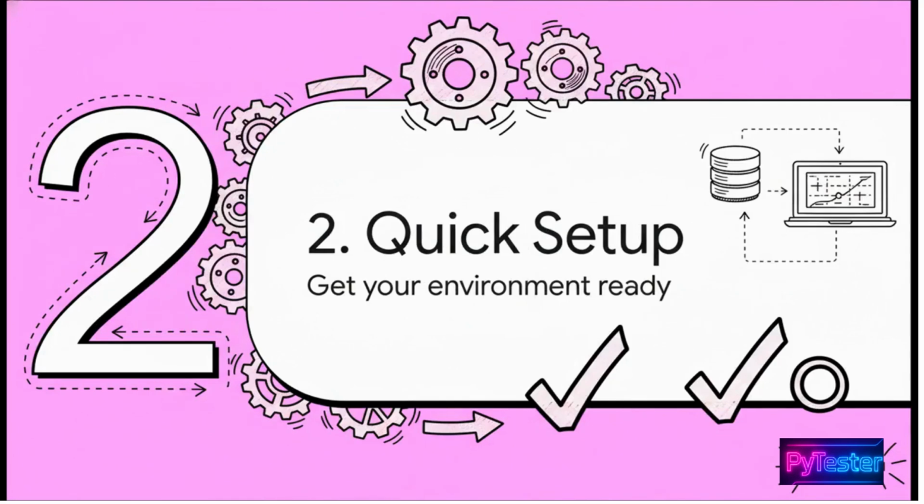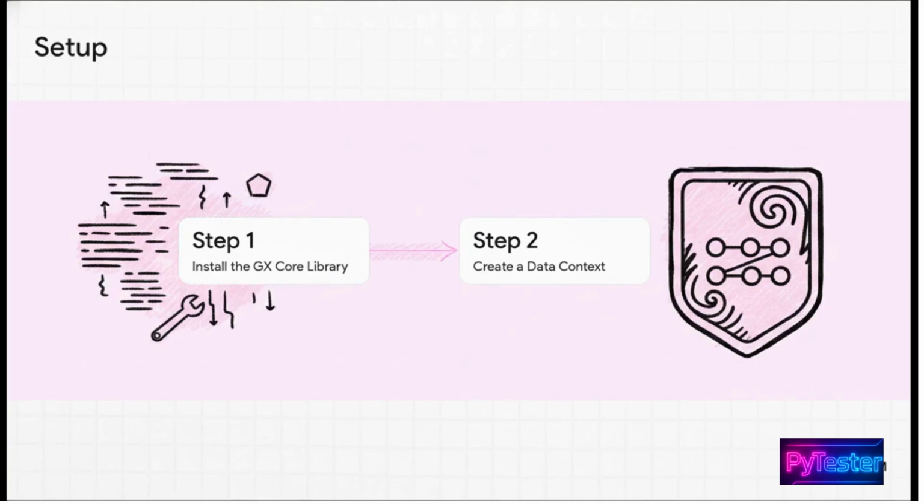All right, let's get you set up. Getting your environment ready is actually incredibly straightforward. It really just boils down to 2 key steps to get you up and running. First, of course, we're going to install the GX core library itself. And second, we'll create this thing called a data context, which you can think of as the main entry point for everything we're about to do with GX.